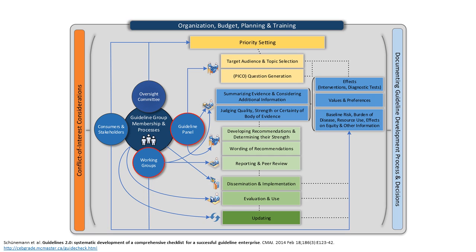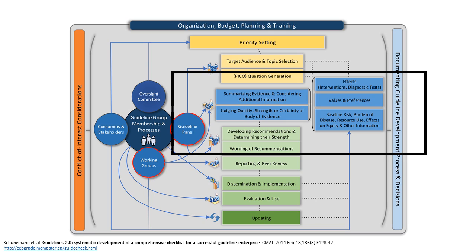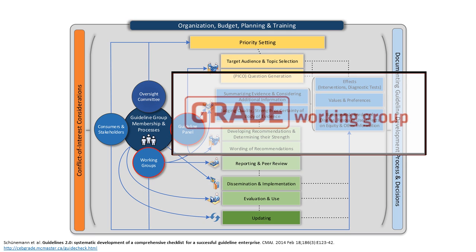The GRADE approach provides methods and tools primarily for how to conduct the steps of developing the PICO to writing the recommendations. Other members of the working group are also developing methods for handling conflicts of interest, dissemination, and group process. But in this module, we will briefly describe the steps from generating questions to making recommendations.